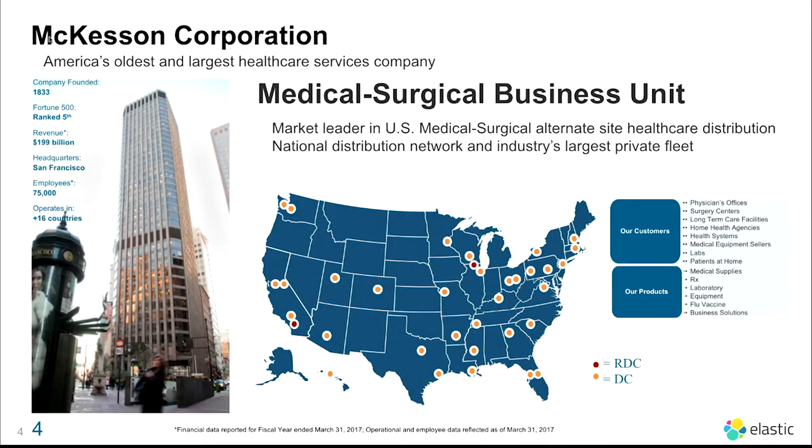So McKesson, not many people know the name, but it's the biggest healthcare company in the United States and more than 185 years old. I work for the medical surgical business unit. And we have a quick map there. Those are our distribution centers that belong to my business unit. Our customers are physician offices, surgery centers. We are pretty much the middleman. So next time you see a McKesson van driving around, that's probably from one of our distribution centers, and that's our own private fleet.